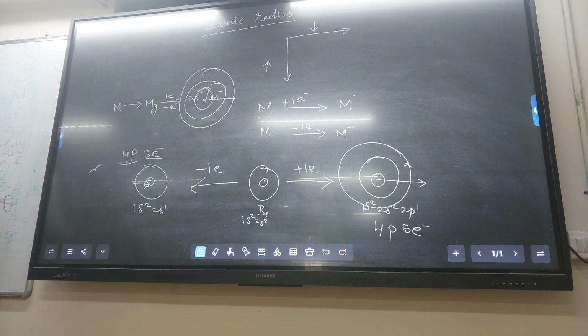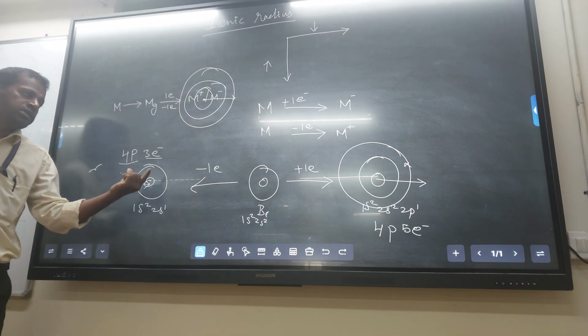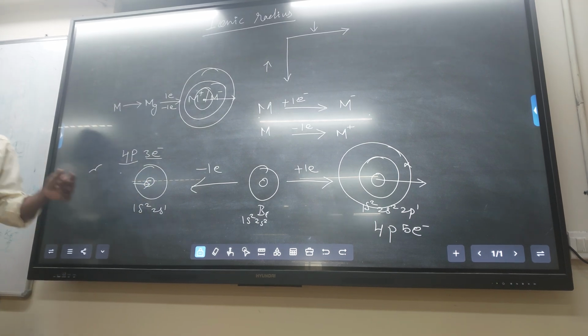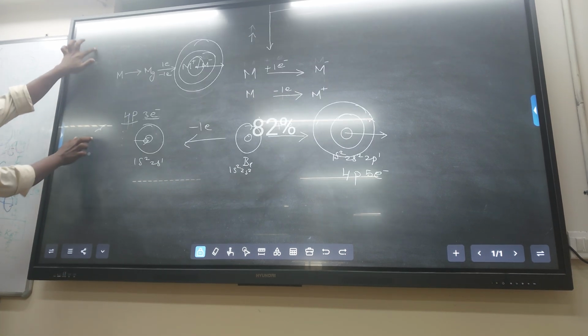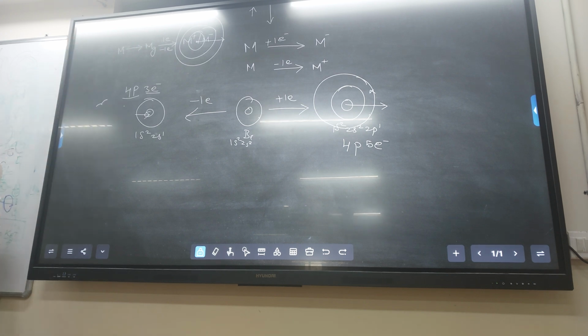Because the number of protons is more, it attracts all the electrons very effectively towards the nucleus side. Therefore, the distance is decreasing. Now, the decreasing and increasing order of cation, anion and neutral. Okay, cation, anion and neutral.